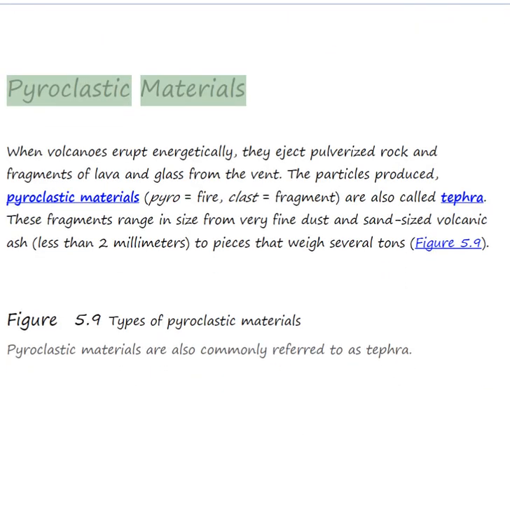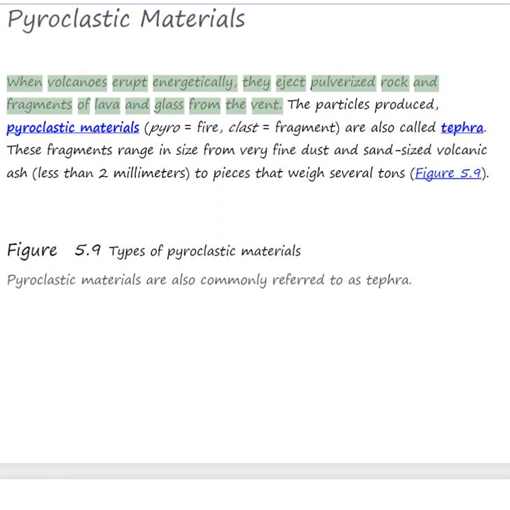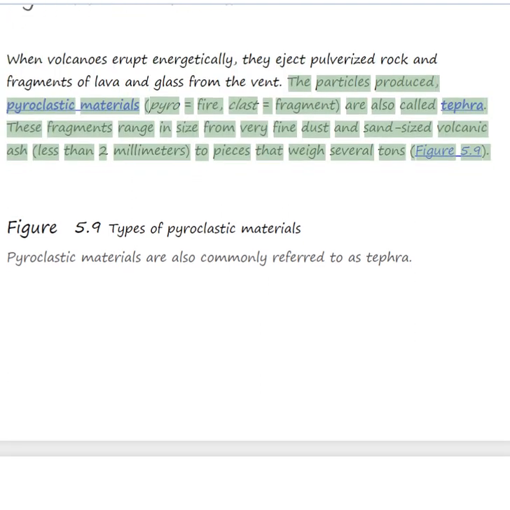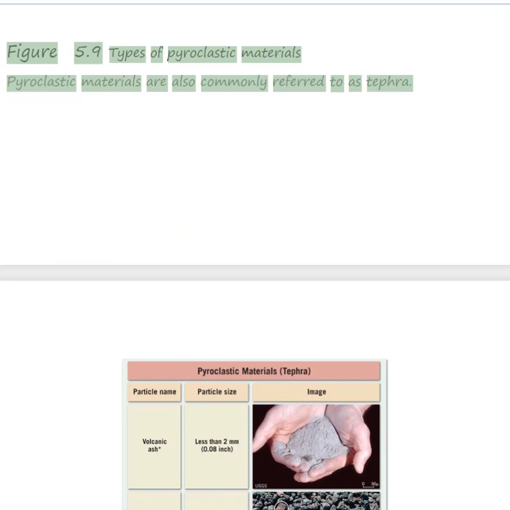Pyroclastic materials. When volcanoes erupt energetically, they eject pulverized rock and fragments of lava and glass from the vent. The particles produced, pyroclastic materials, are also called tephra. These fragments range in size from very fine dust and sand-sized volcanic ash to pieces that weigh several tons.